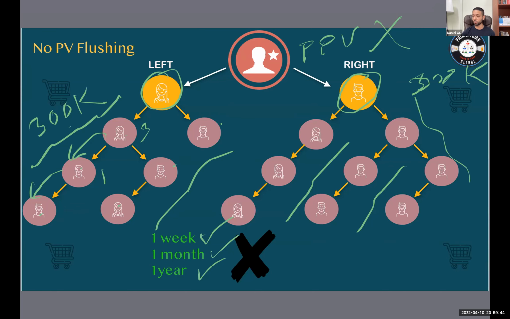It's the same thing on your right leg as well. Only when it reaches 3 lakhs on your left and 3 lakhs on your right, and it could take 1 day or it could take 1 year, it doesn't matter, that's when those points get converted into commission, depending upon which level you're at. So that's why we say there is no PV flushing in ATOMY. That's a very, very unique thing about ATOMY, and we all have to understand that.